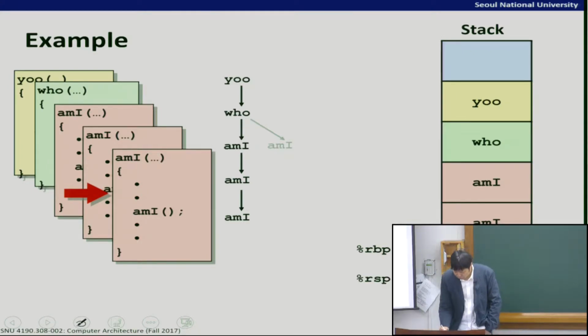And now let's say you return. You return from this mi function, then you come back, let's say there's a return.